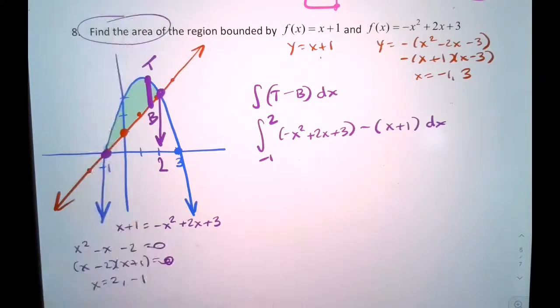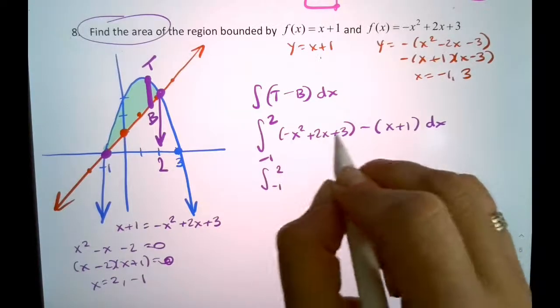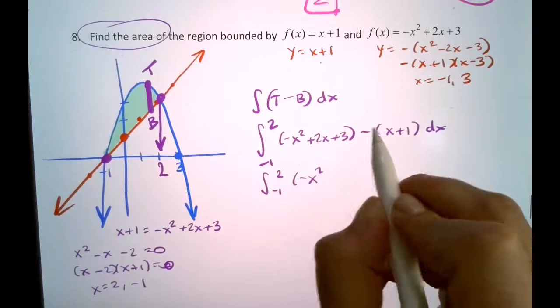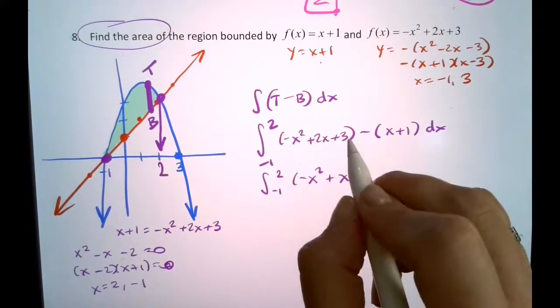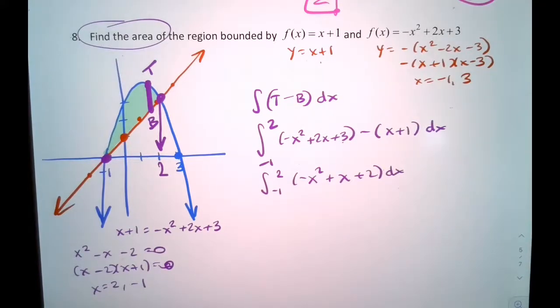But it did say find the area. So I should be crunching up the numbers here and evaluating this. I think it's worth my time to just consolidate these like terms. I don't have another x squared, but you have 2x minus x, so that's x. And then you have 3 minus 1, so that's 2. It's worth it to sort of tone that down a little bit.